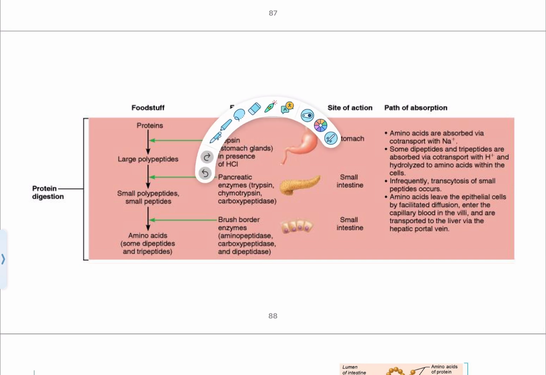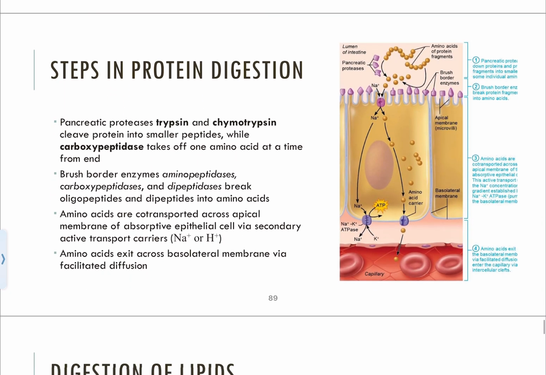Here's our little recap table. We have our active form of the enzyme, so we have pepsin right here. So we begin protein digestion in our stomach. We then continue on with our food product that's going to enter into our small intestine, and then we have pancreatic enzymes that are going to come into play to help further break down those large polypeptides into smaller peptides and polypeptides. It's not until we actually reach the brush border enzymes of the small intestine that we're able to break down those small peptides and polypeptides into individual amino acid units.